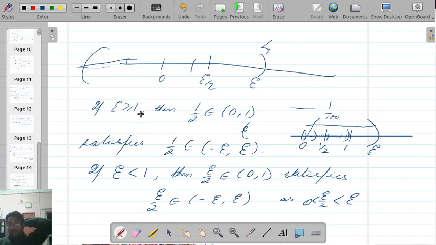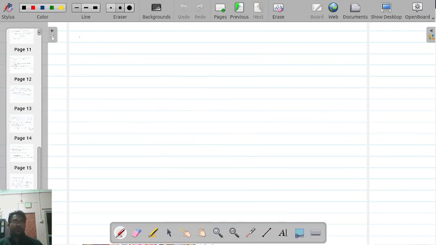So whatever epsilon we choose, we can always find some points inside the set (0,1) which belong to that particular interval, the epsilon neighborhood. So 0 is a limit point. Thus 0 is a limit point of (0,1). Similarly, we can also show that 1 is a limit point, right?